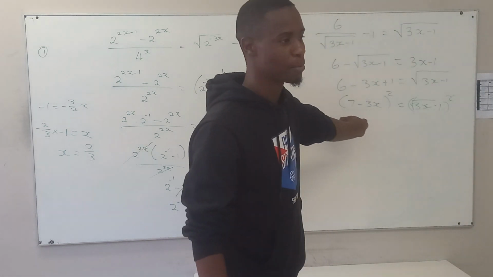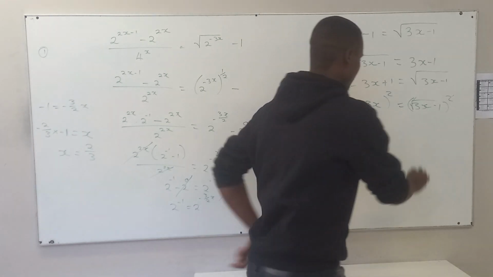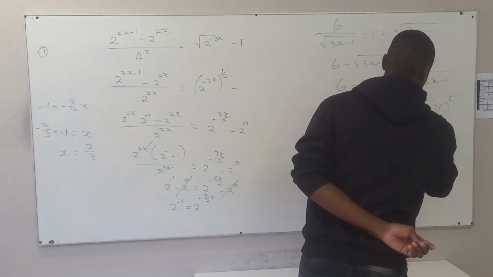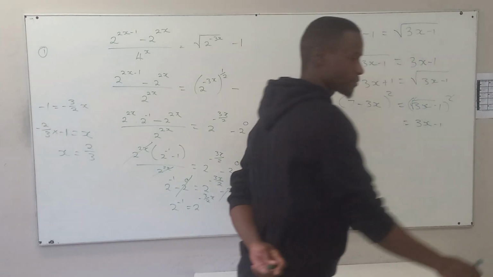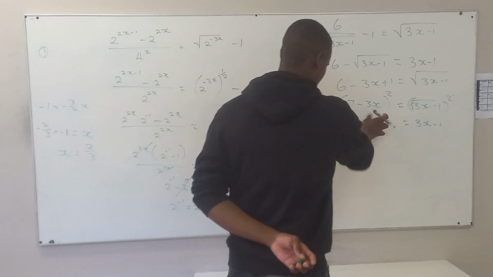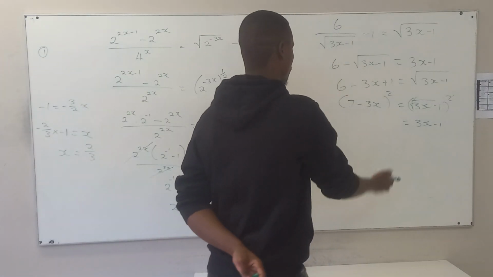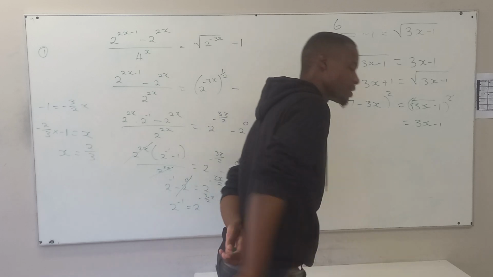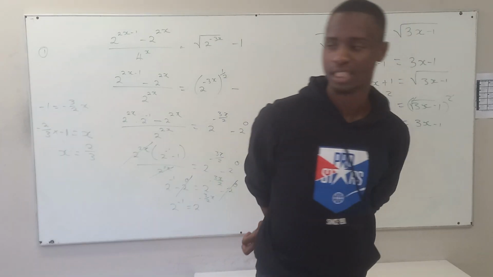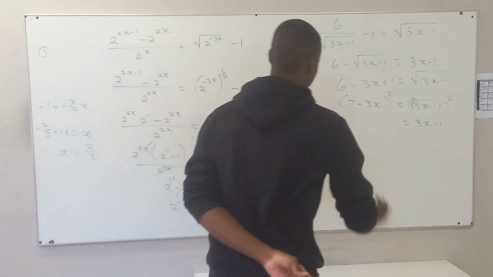Now we do the product of this, and then this side is still having 3x minus 1. This side, okay, let's do the product of this. It's going to be 7 by 7 is what? 49.